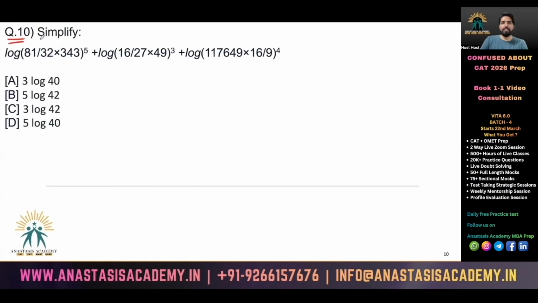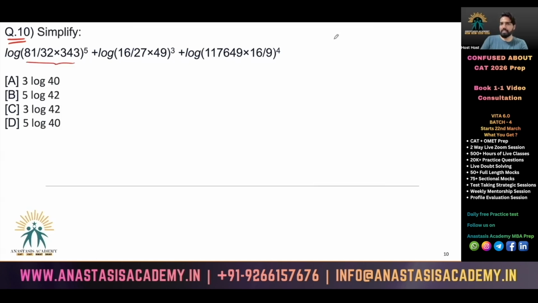Let's look at this question. Simplify. You are given the relation log of 81 upon 32 into 343 raised to the power 5, plus log of 16 upon 27 into 49 raised to the power 3, plus log of 117649 into 16 upon 9 raised to the power 4. Okay, so I know I can multiply these numbers, right?